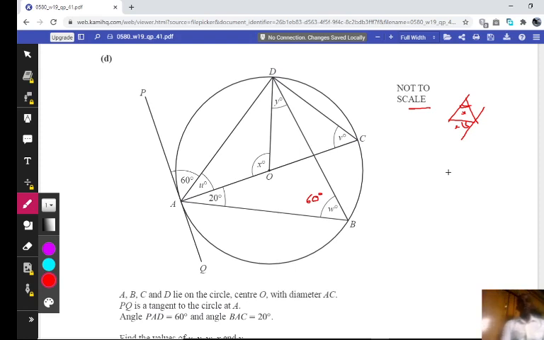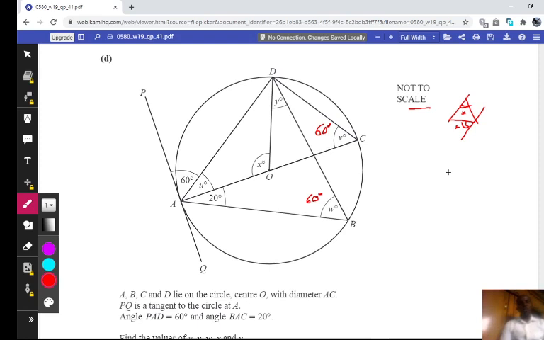Then you can also find V using angles subtended by the same chord AD. The chord is subtending this angle and this angle. This one and this one, they are coming from the same chord. So V is also 60 degrees. Right, now we have two angles. We are left with X, Y, and U.